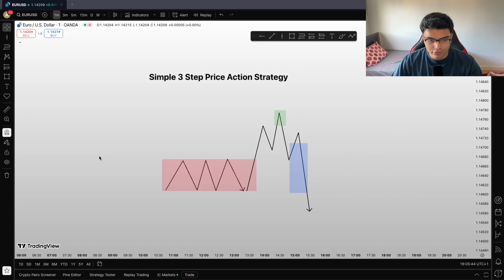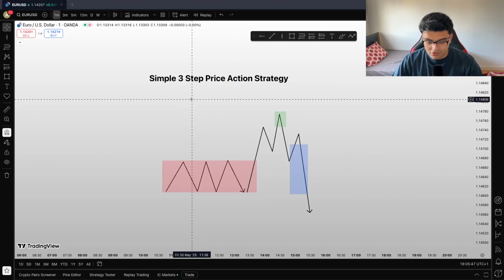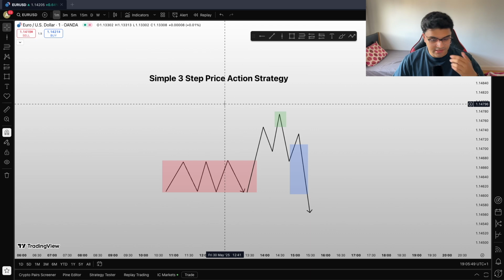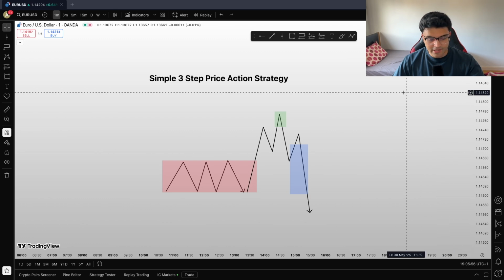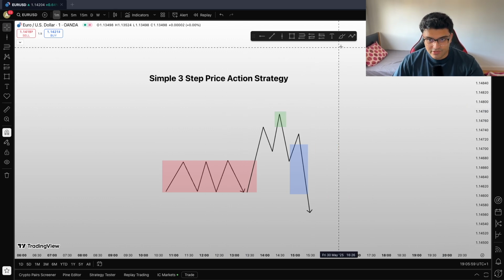This is a simple three-step price action strategy. It's called the ICT power of three, or at least that's the concept it's based upon. And I pretty much use this strategy every single day on Euro USD. I'm pretty sure it'll work on other pairs as well. But it consists of three steps, as you can see.